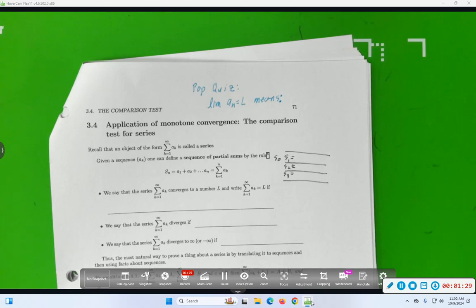Cool. So, the threshold you want is you want little n to be big, so it needs to be bigger than the cutoff. And you want a_n to be close to the limit.